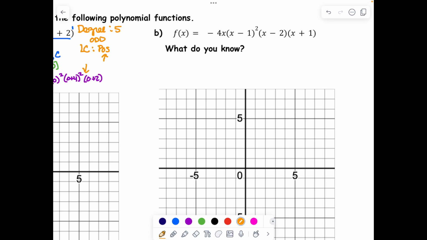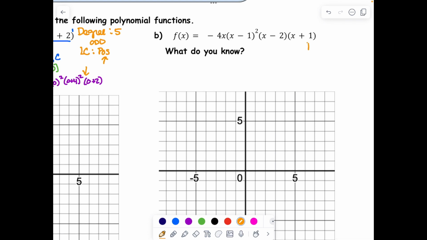All right, let's look at the next one. What do we know? First we talk about degree. Our degree is 1 plus 2 plus 1 plus 1, so again we have a degree 5, which is odd. Our leading coefficient is -4, so it's negative, which means I will end negative, but odd is opposite, so I started positive. Those are my end behaviors.